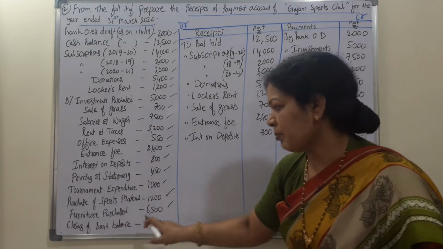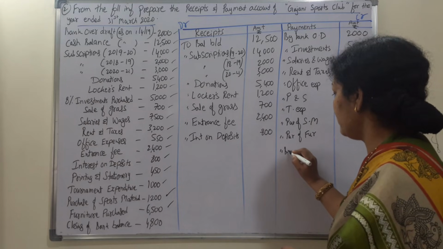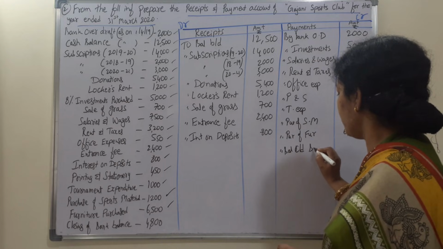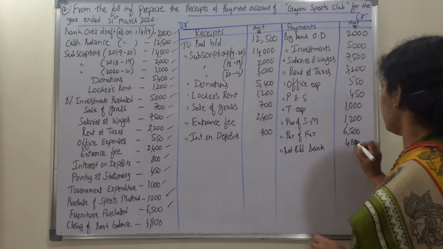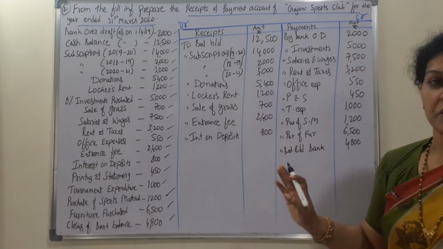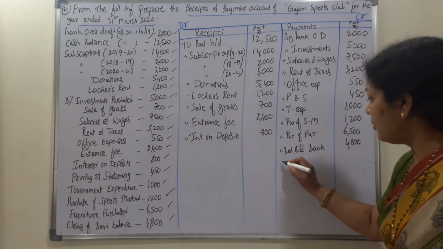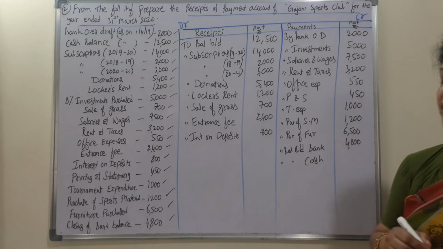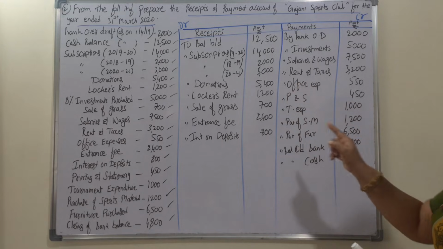Next, closing bank balance. Closing bank balance is given, so balance carried down, bank balance is given to us, 4,800. Everything we have posted, debit side receipts, credit side payments. Now at the end what we are going to get is balance carried down, cash. Let us see which side is more. Approximately, if you see, debit side is more.